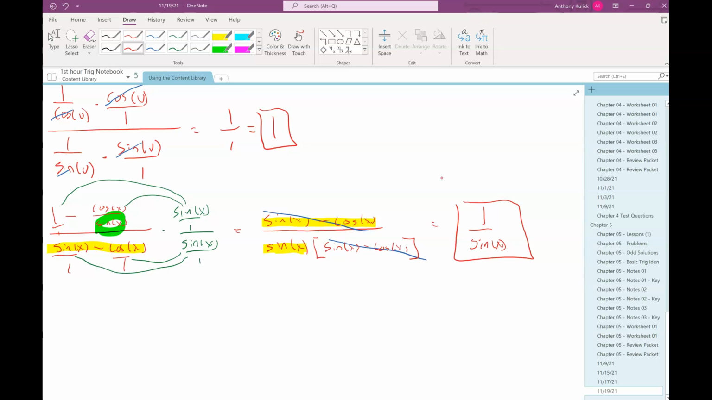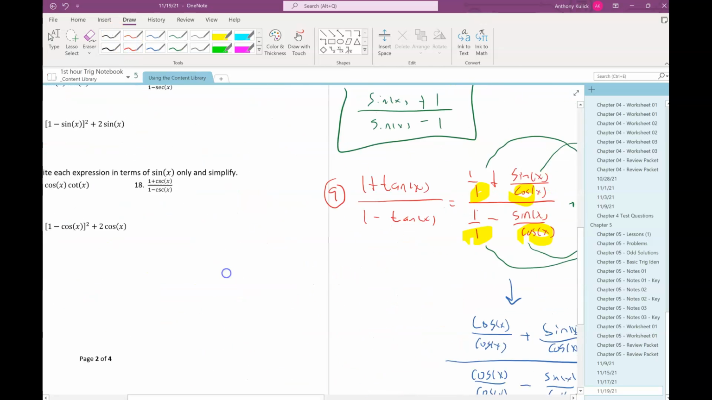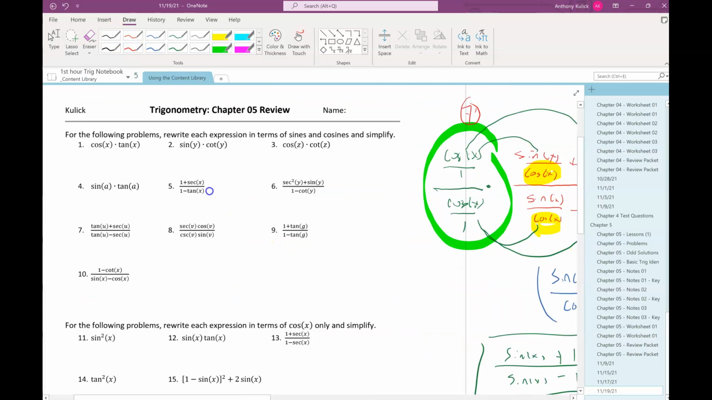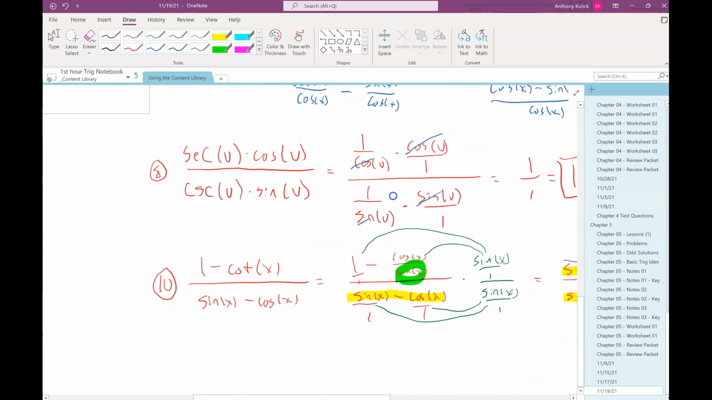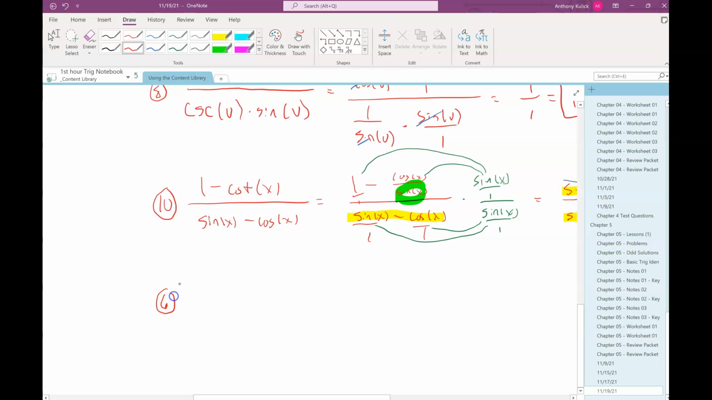Jane? Could you do 6? Sure. No, this looks yucky. All right. So I have secant squared. Is it plus sine squared or just plus sine? Okay. And then what was the denominator? I've already forgotten it. 1 minus cosine. Thank you very much.